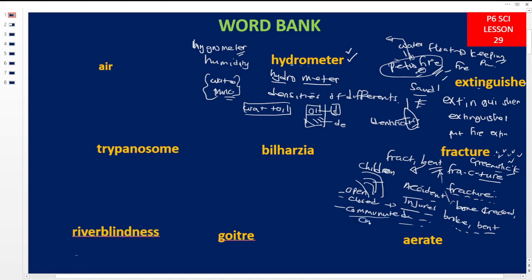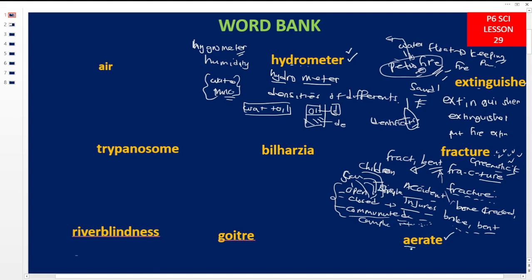Comminuted or complicated fracture. This is when a bone breaks into several pieces. So those are the fractures. This open is also called the compound, and this closed is also called the simple fracture.